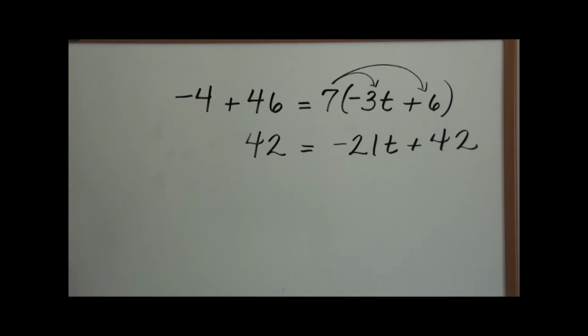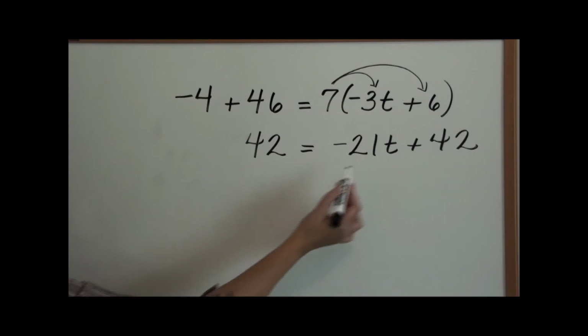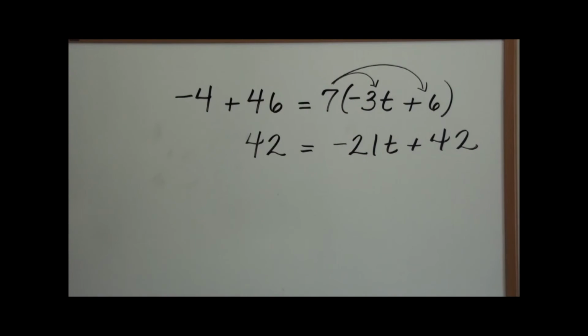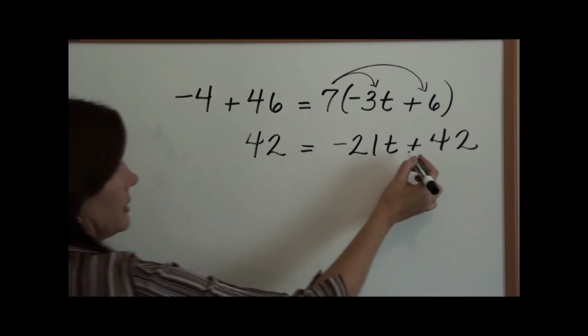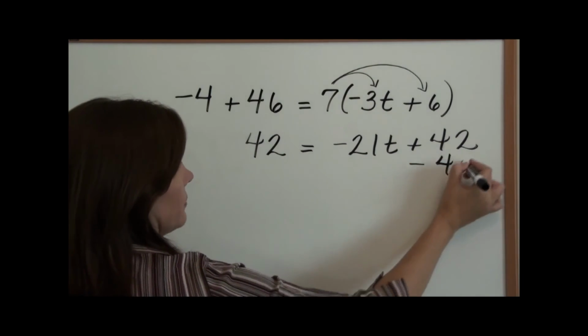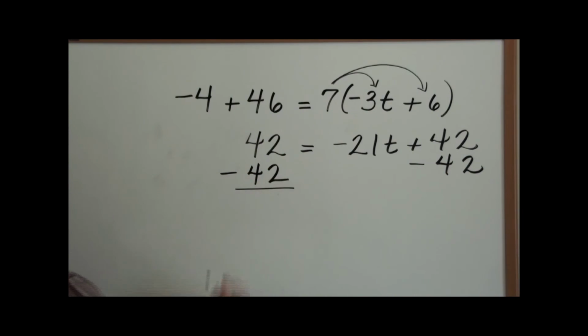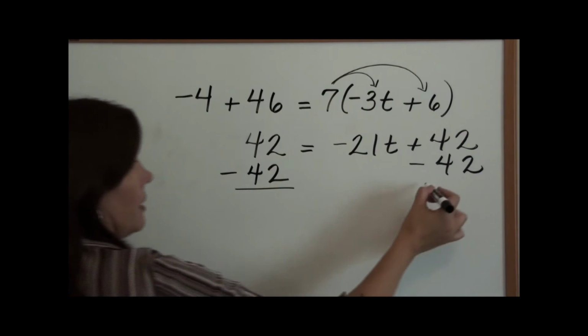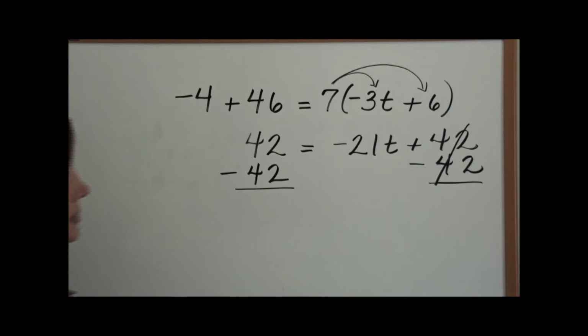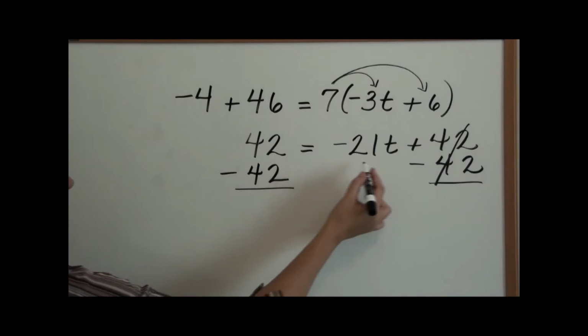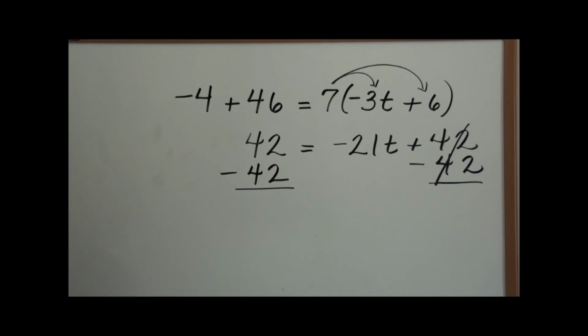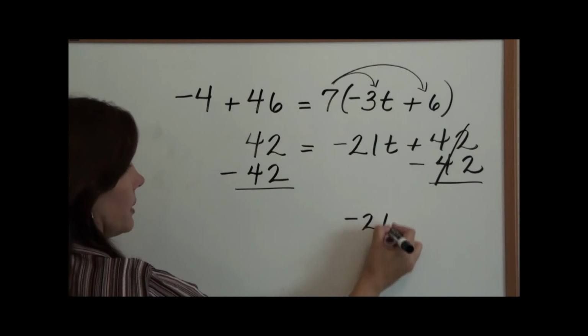Alright, now we look at what we've got. And we say, okay, we only have one variable term, and that's negative 21t. We want to leave it where it is. We want to get the constants to the other side. We have a plus 42. We're going to subtract 42. If we subtract 42 on the right side, we have to subtract 42 on the left side. So 42 minus 42 gives me 0. We could write negative 21t plus 0, but we know that would still just be negative 21t.